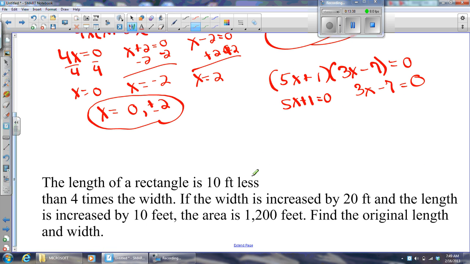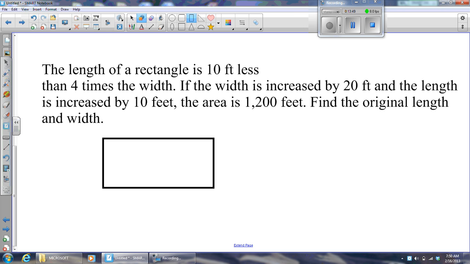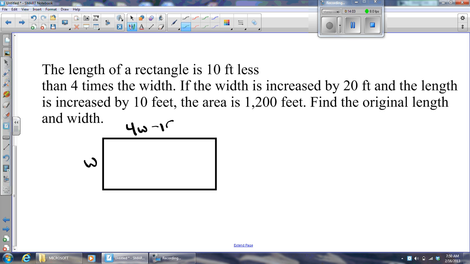Okay, the length of a rectangle is 10 feet less than 4 times its width. Well, the first thing I'm going to do is draw my rectangle. And I'm getting really good at those. I'm really proud of myself. Okay, and I know the length is 10 feet less than 4 times the width. So I need the width. I need 4 times the width minus 10.